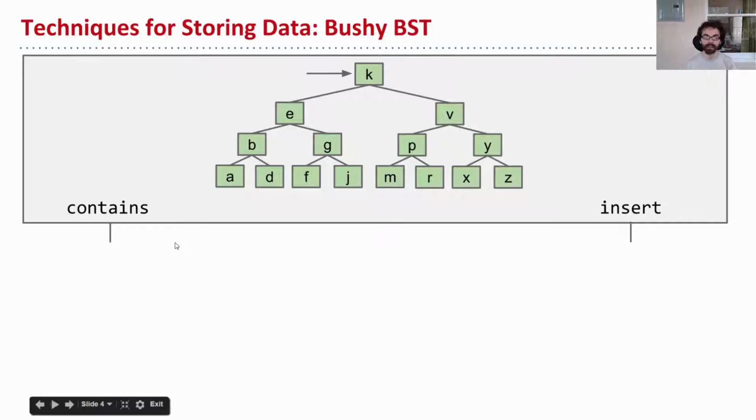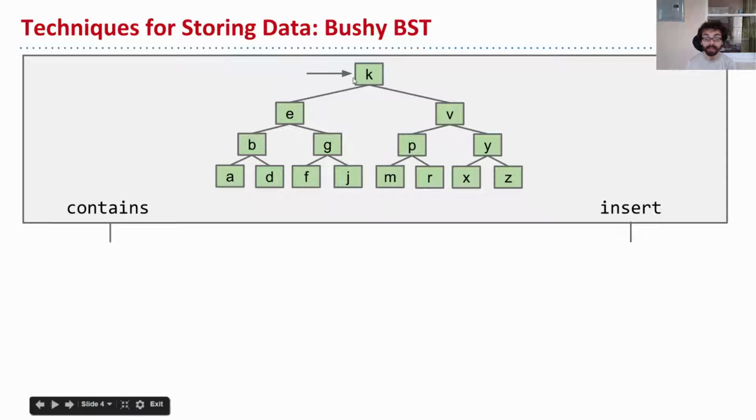One that we detailed last time was the so-called bushy binary search tree. So here again we have a contains operation and an insert operation, and inside we have this binary tree. If I wanted to do a contains operation, say contains r, the worst case is I have to go all the way through the tree, and in that case, if it's bushy, the height of a tree we discussed is log n.